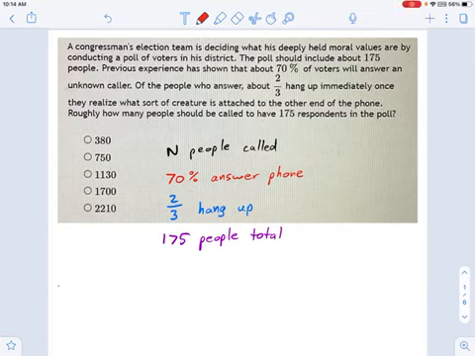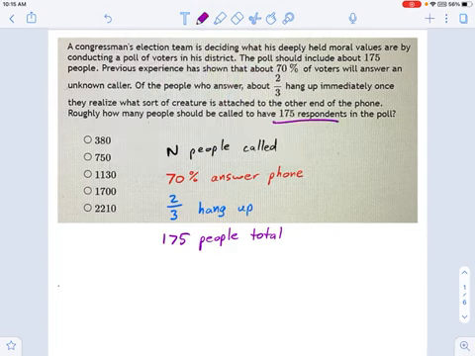Okay, we have a congressional election team with a problem. And it's not just their life choices. I'm talking about a problem trying to figure out how many people they should call to conduct a poll. And if you look at what they want here, they want to talk to 175 people, right?